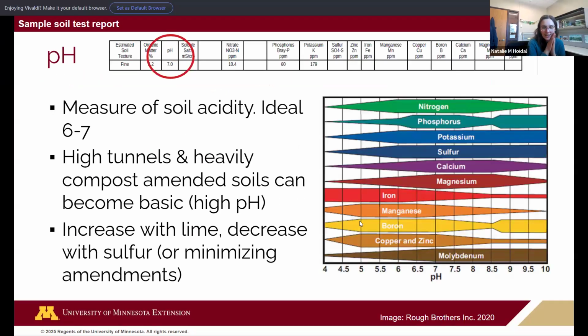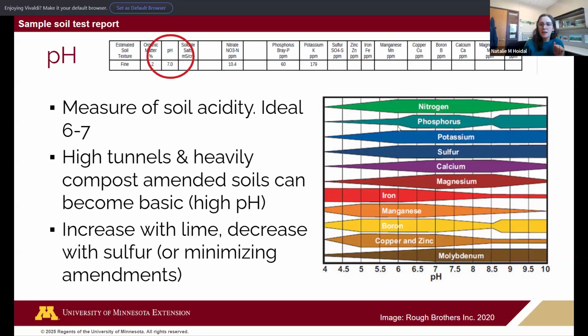All right, the next thing we're going to see on a soil test is the pH. This is the measure of acidity in the soil. Ideally for vegetables, we're somewhere between 6 and 7. A lot of Minnesota soils are just slightly over 7, especially in urban areas. There are also soils that are below that. And really this range is ideal because that's the spot where plants can most readily access nutrients.